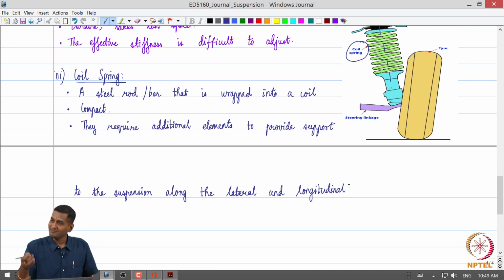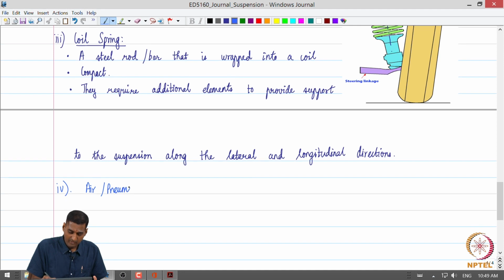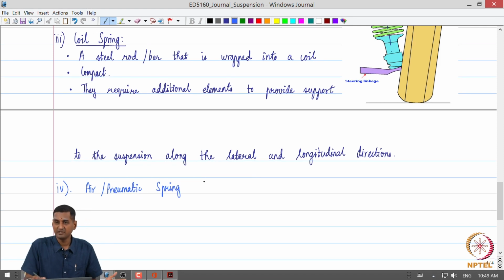So, we have other elements to take care of these requirements along with the coil spring, okay, the way it is realized along the lateral and longitudinal directions. Okay. So, coil springs are quite popular, right. So, now today if we look at heavy trucks and buses, the most common energy absorbing element which is used is what is called an air spring or a pneumatic spring.